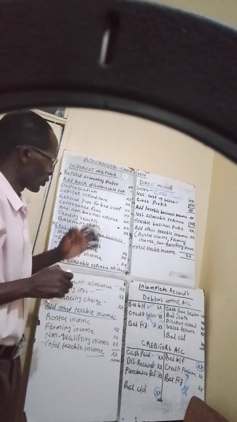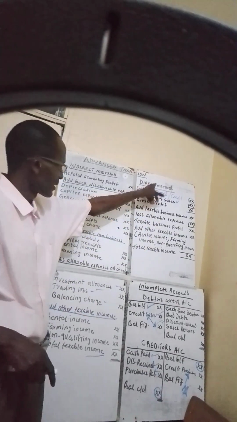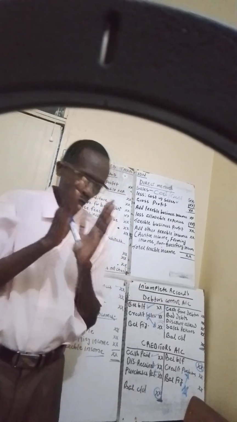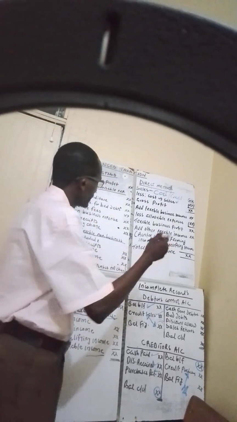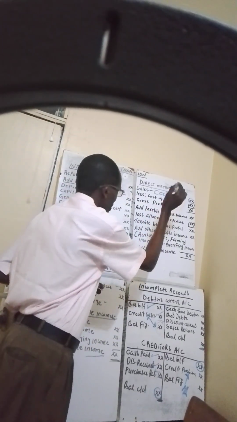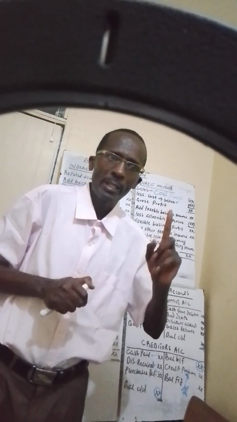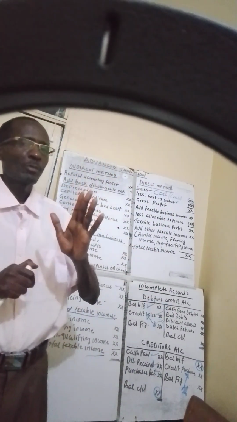Now once you get your gross profit, remember this is direct method. If I have my gross profit, I will only need to earn taxable business income. Only earn taxable business income. Any business income which is taxable.